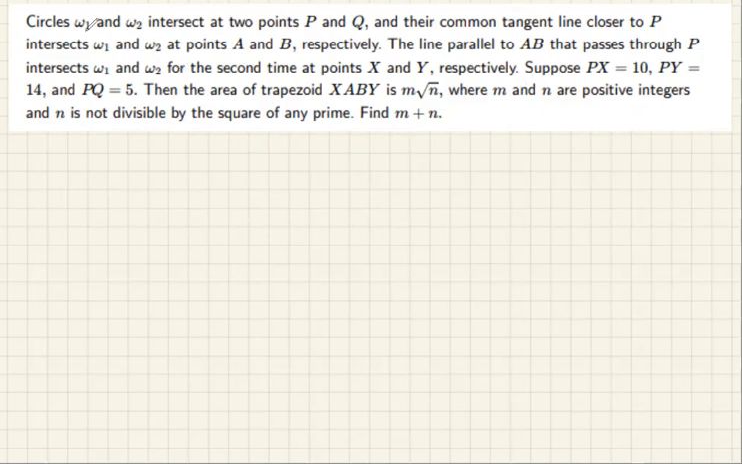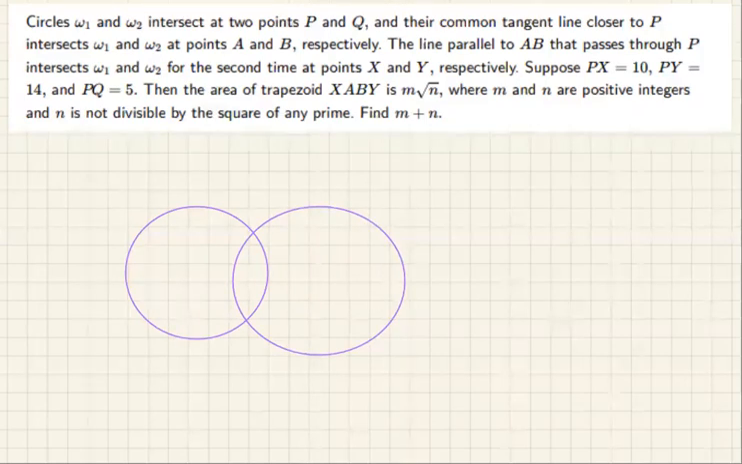Okay, so we are given two circles, and they intersect at two points, which are P and Q, and their common tangent line closer to P intersects those circles at A and B respectively. Okay, so let's see a figure. I'm going to have a circle, and then another circle, and the circles will intersect at P and Q. I hope this figure will be good enough to see how that looks.